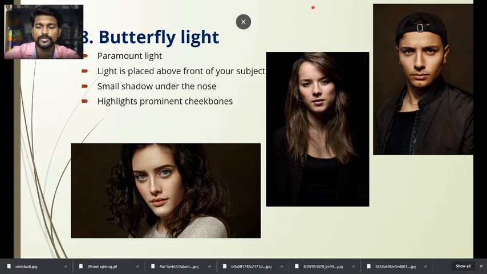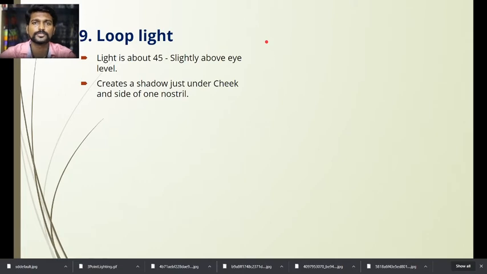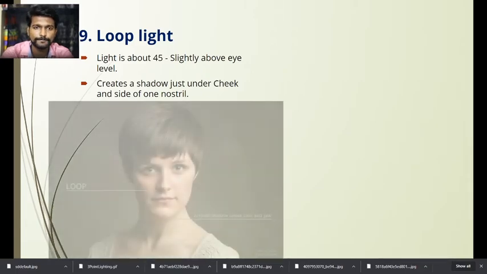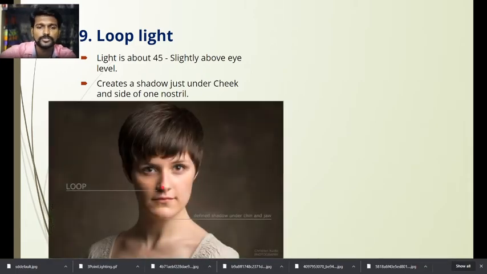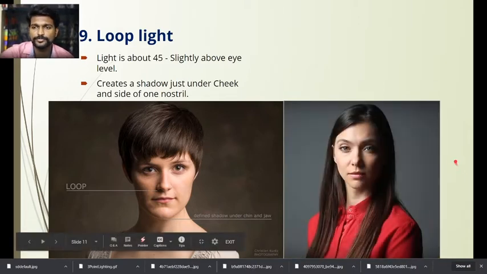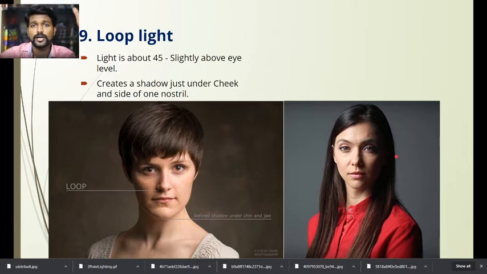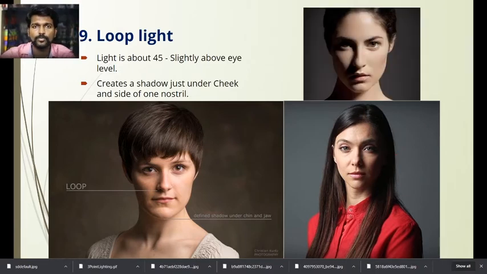Okay, we will go to the ninth one. This slide is about loop light. Loop light is where the light is at about 45 degrees and slightly above eye level. I'll show you an example. This type of lighting creates a shadow under the cheek and on one side of the nostril. This is called loop lighting, where the light is placed slightly above the eye level. One more example here: this is also a single light placed above the eye level. One more example for loop lighting.